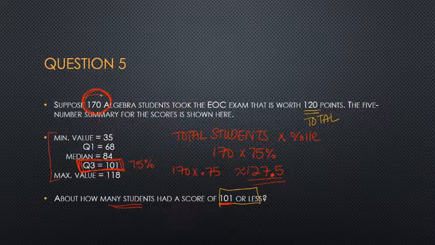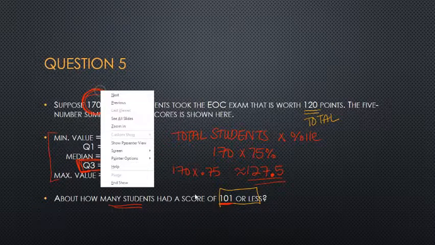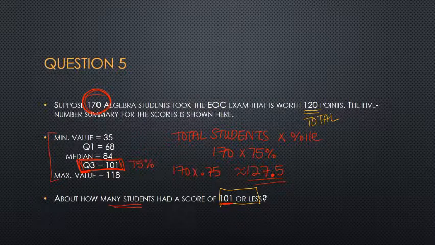So all you do is take your total number of students and multiply it by whatever quartile this value is. If it said 84, I'd use 50%. If it said 68, I'd use 25%. Let me write this right here. This is 50%, and then quartile 3 is 75%.